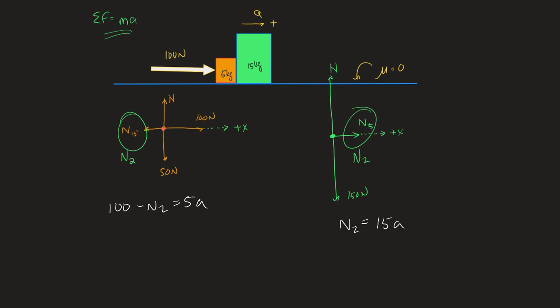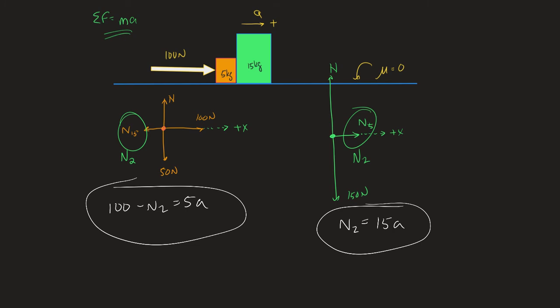All right, I'm done. So if you're taking more time than that, I'm not sure what you're doing. 100 minus N2 equals 5A. I plugged in the mass. There's a force to the right. I said 100. Force to the left, I called N2. Not to be confused with N. The other box is only experiencing one force to the right, N2. When you are done, you should have formulas that could be used to solve your problem. Do you?